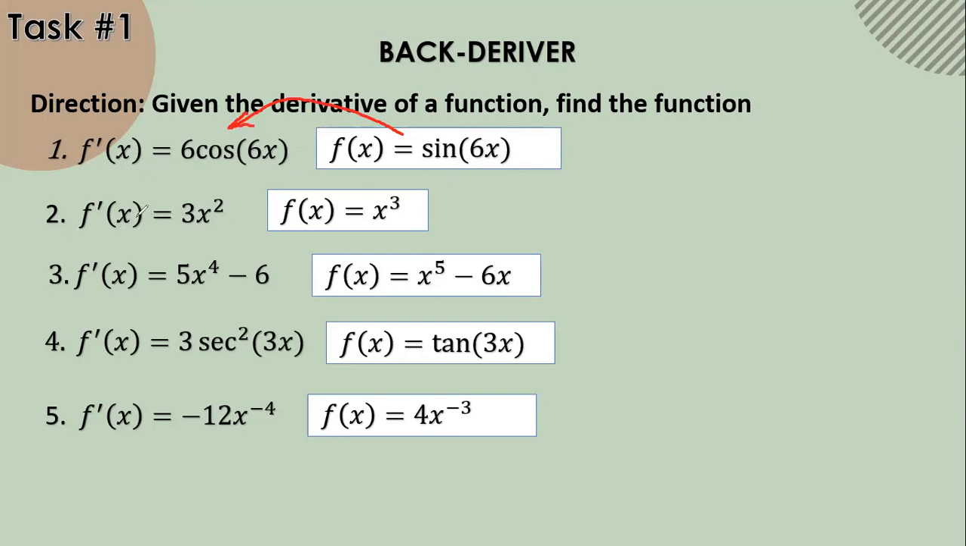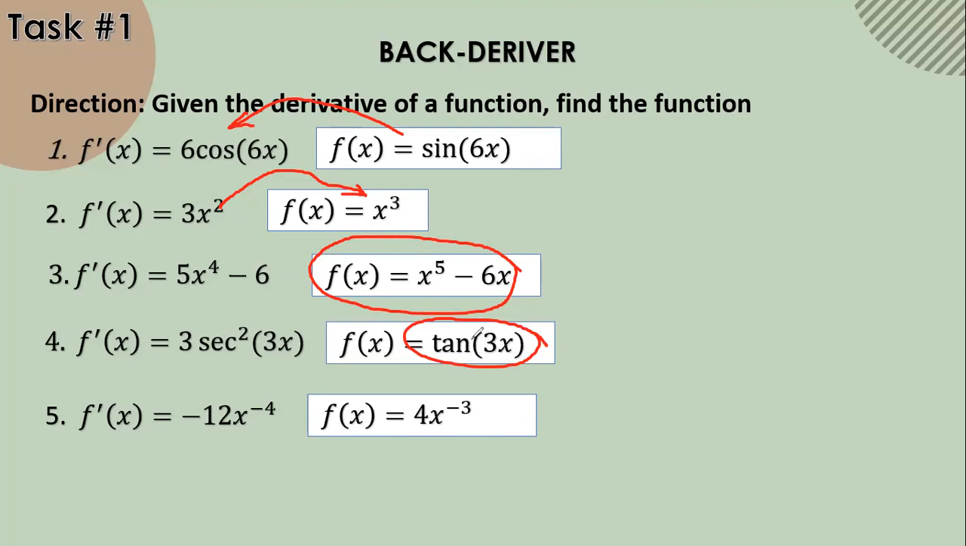So, number 2, f prime of x is equal to 3x squared. Its original function is x cubed. So it came from x cubed. Third, f prime of x is equal to 5x to the fourth minus 6. It came from x to the fifth minus 6x. Number 4, f prime of x is equal to 3 secant squared of 3x. So it came from tangent 3x as the original function.